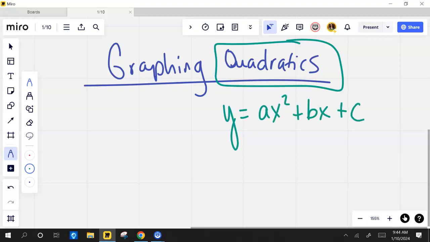Now, A, B, and C, we plug in numbers for those, right? So those aren't A, B, and C in the equation. We put values in. So maybe 2x squared plus 3x minus 5. But there's numbers in here. Have you all seen this before at some point? No? If you haven't, that's okay.